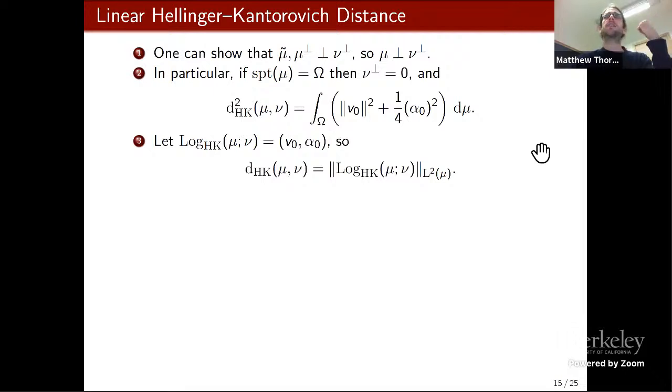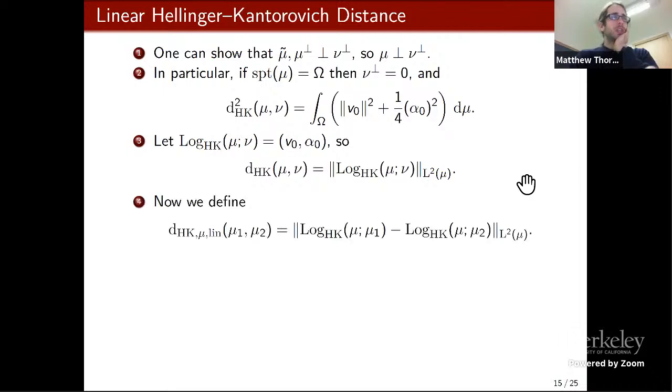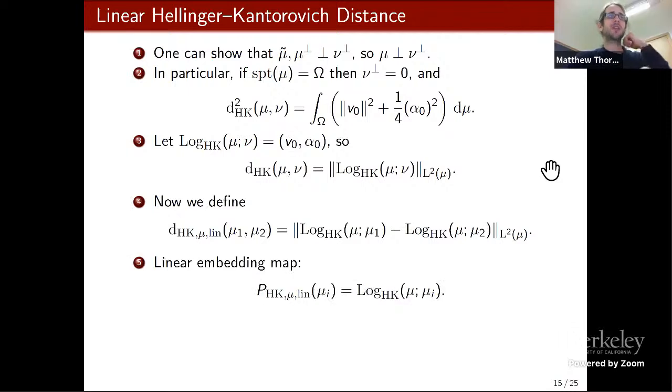This now allows us to go back and carry out the same framework that Dan did in his work. We define the logarithmic map to be the initial velocity, and this alpha, which corresponds to the creation instruction. Then we can write the Hellinger-Kantorovich distance as the L2 norm of this, now a very formal logarithmic map, because of course we're ignoring the nu perp term. We can define the linear distance as the difference between the logarithmic maps in the L2 norm, and the embedding map as this logarithmic map.